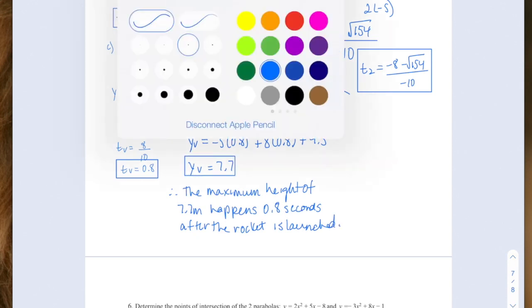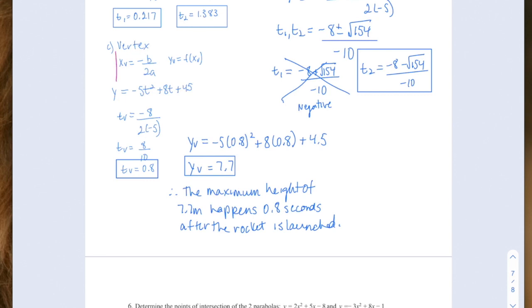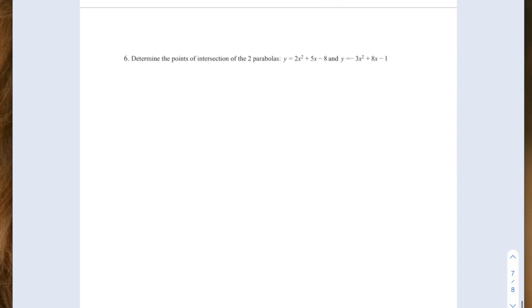Okay guys, let's keep in mind that the vertex of any parabola can be found using these two equations. Okay, last question of this lesson.